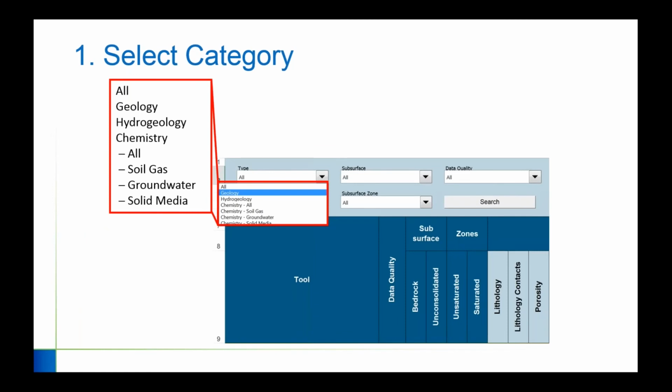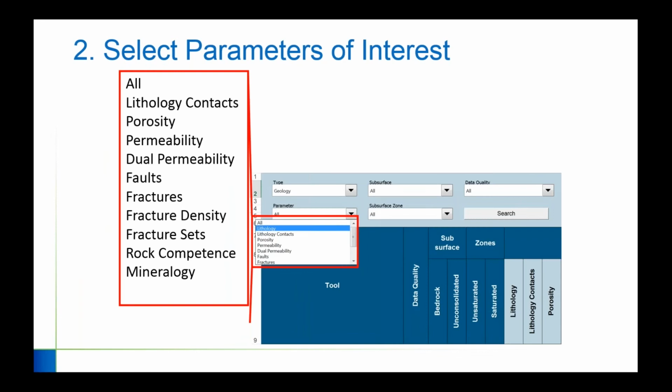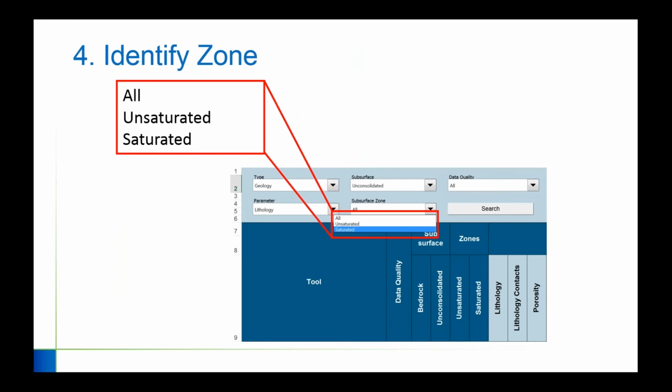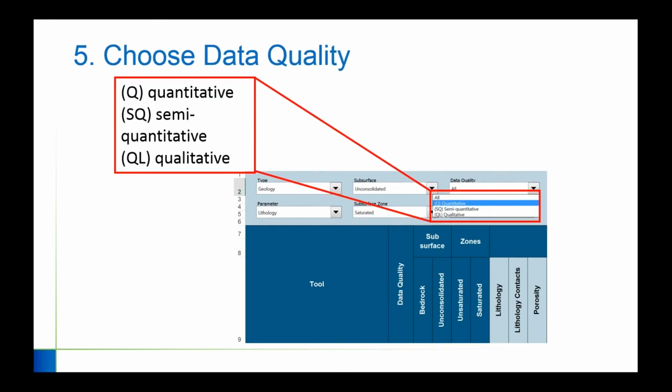So here are some screenshots of examples of one of these. You start off, and these are the pick boxes that you're working with. For this example, geology was selected. Then down in this box, this is the parameter. They picked lithology. And then this is the matrix. So you can pick all bedrock or unconsolidated. They picked unconsolidated and saturated. And then here we're going to get quantitative.